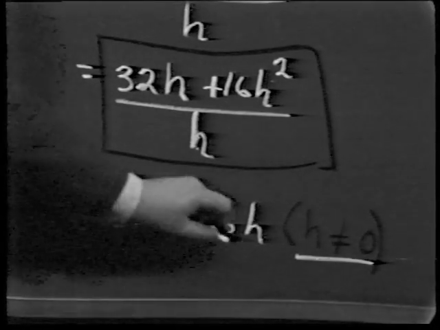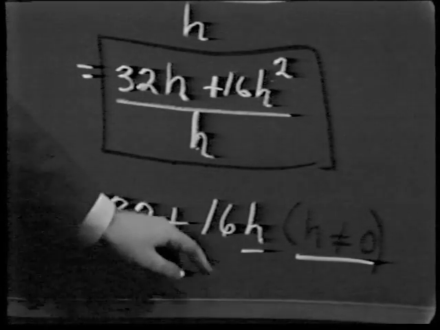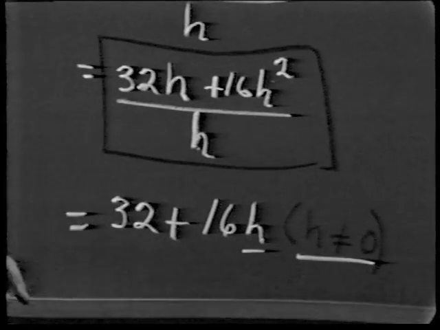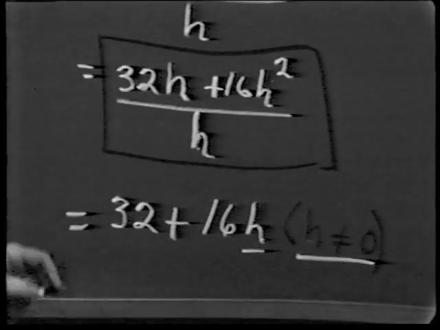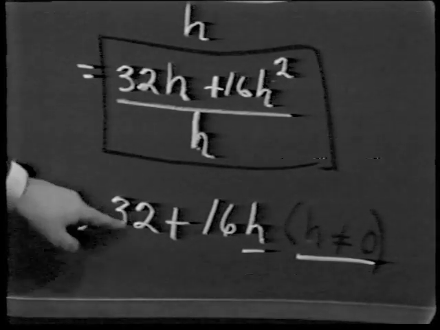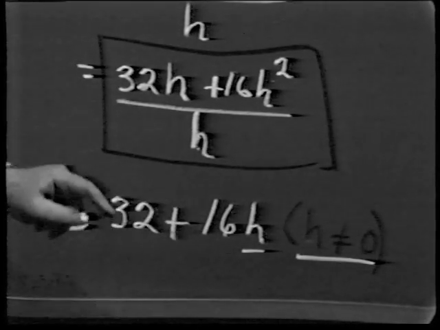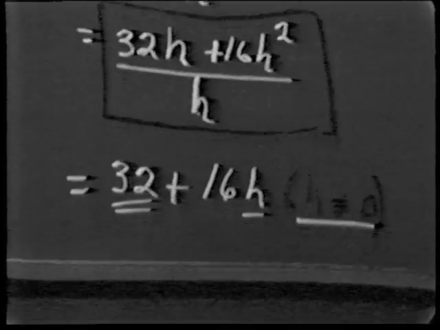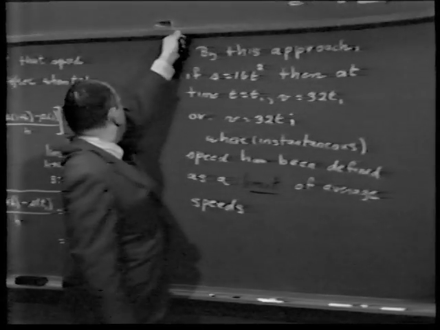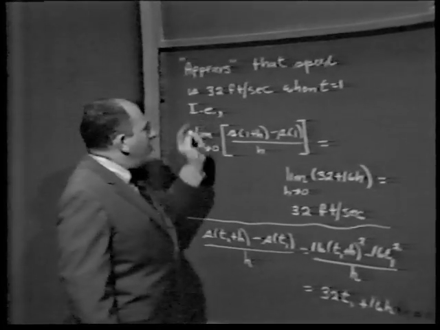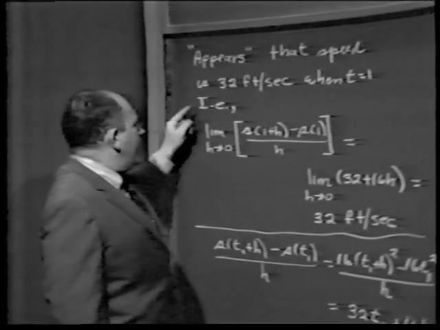Now again, without trying to be rigorous, observe that our senses tell us that as h gets as close to 0 as we want, without ever being allowed to get there, 16h gets as close to 0 as we want also, and hence 32 plus 16h apparently gets as close to 32 as we wish. In other words, it appears that the speed is 32 feet per second when t equals 1.